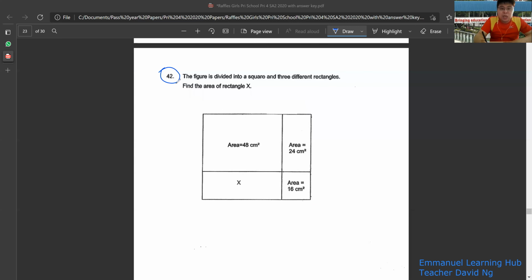Okay, 42. The figure is divided into a square and 3 different rectangles. What is the area of rectangle X? Okay, is this a square? Yeah. So can you tell me what's the length of this square?